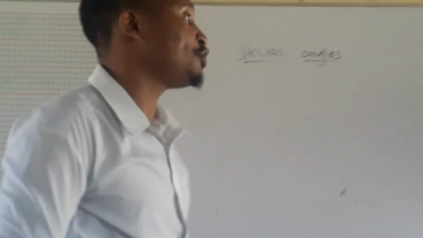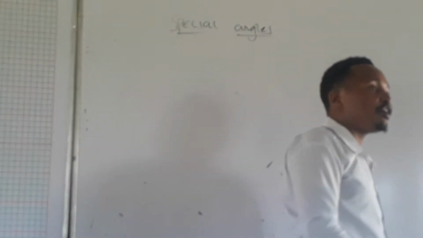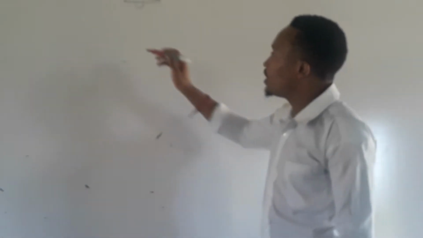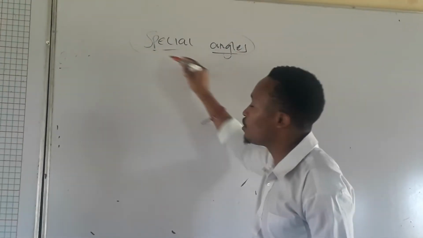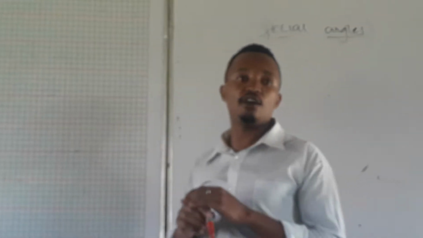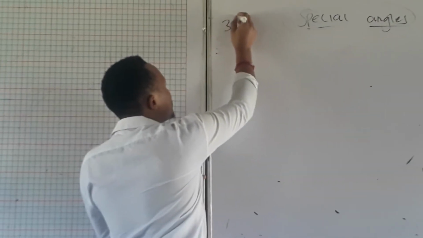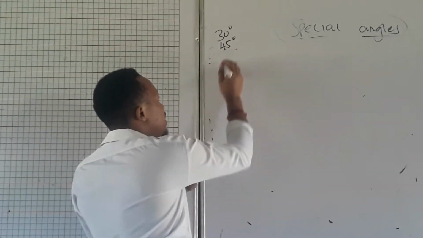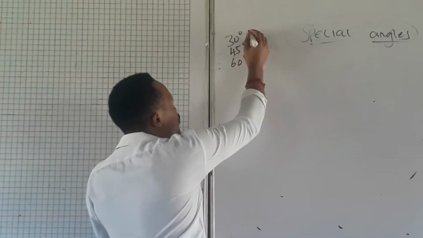Back from primary school, you learned of different types of angles: reflex angles, acute angles, obtuse angles. You learned of all those angles. But here in high school, we're going to look at these special angles. When you talk of special angles, there are only three special angles. We have 30 degrees, 45 degrees, and 60 degrees. Now, why do we call them special angles?